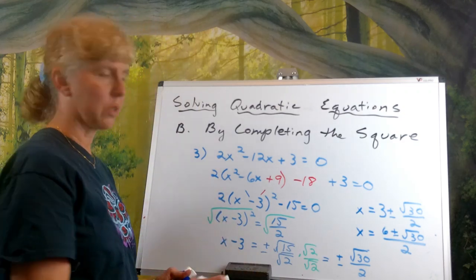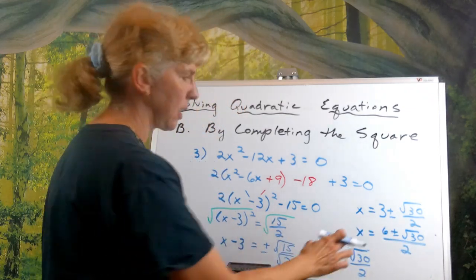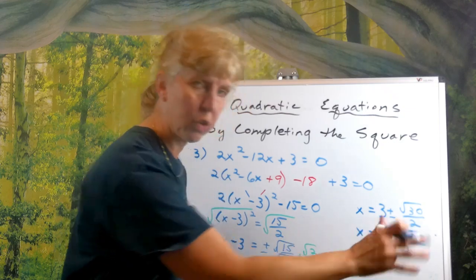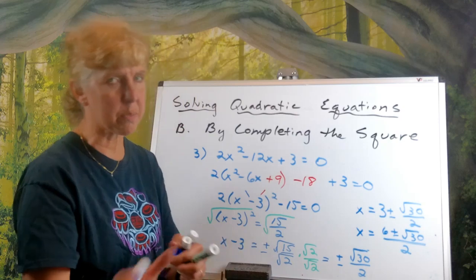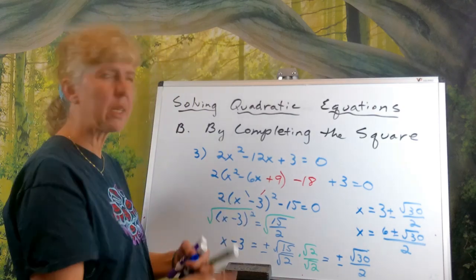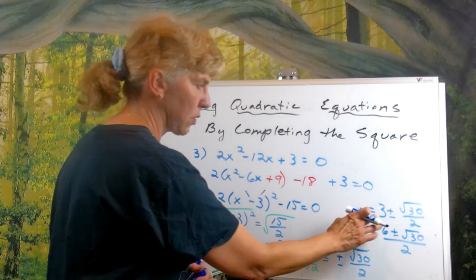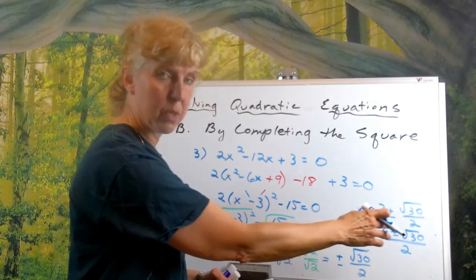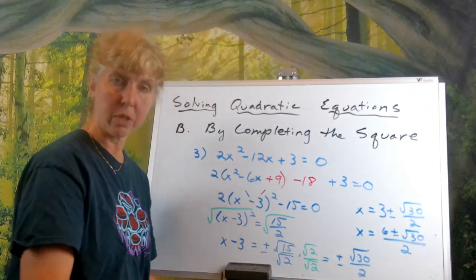But make sure, if you are doing it this way, that it's clear that it's 6 plus or minus root 30 all over 2, not 6 plus or minus 30, and then the 2 is maybe under just the root 30 or maybe under the whole thing. Make sure your answer is crystal clear, okay? So it's either going to be 3 plus or minus the root 30 over 2, or it's going to be 6 plus or minus root 30 all over 2, all right?